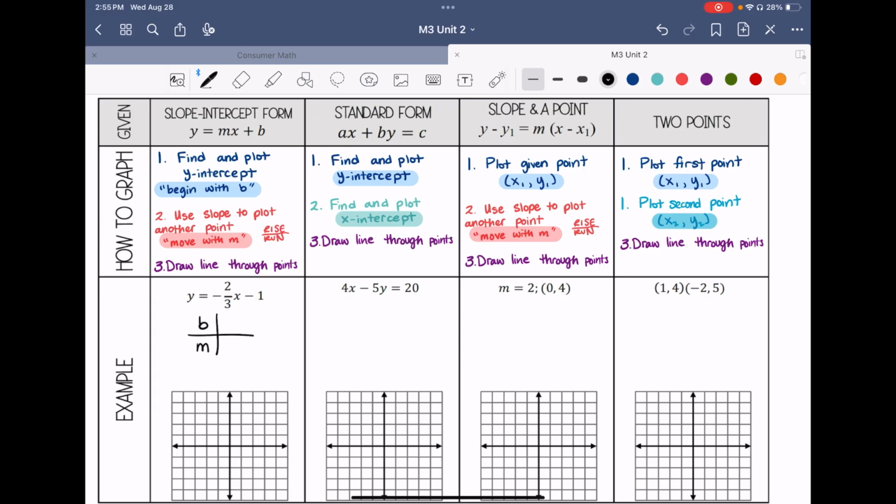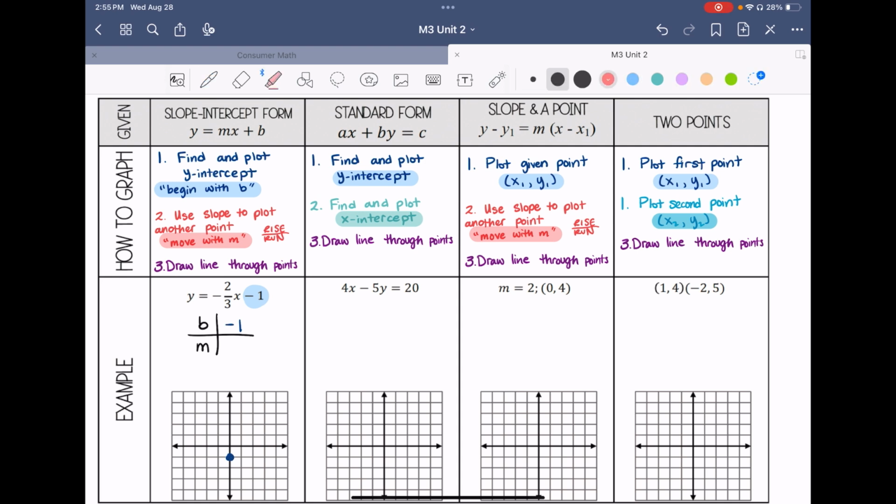With slope and y-intercept, we're going to do a BM chart to find our B, which is our intercept, and our M, which is our slope. So starting with B, it's the one that's by itself. In this case, it is negative 1, which means I'm going to go to my y-intercept, go to negative 1, and plot a point.